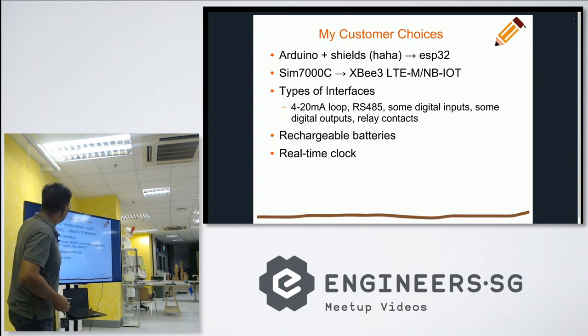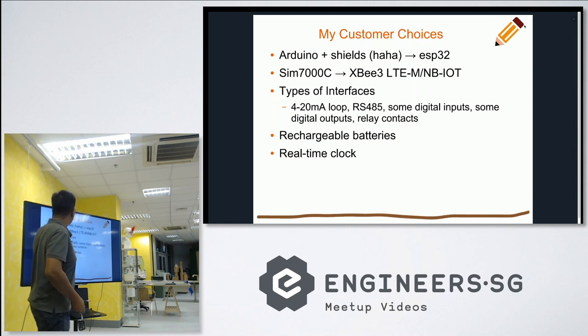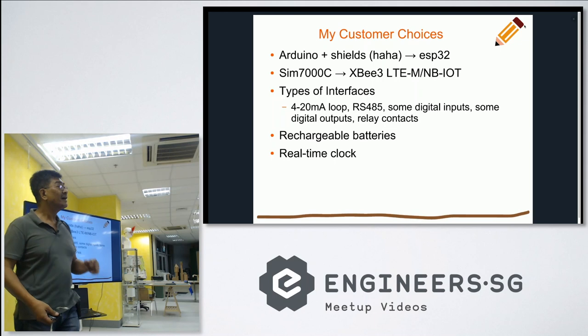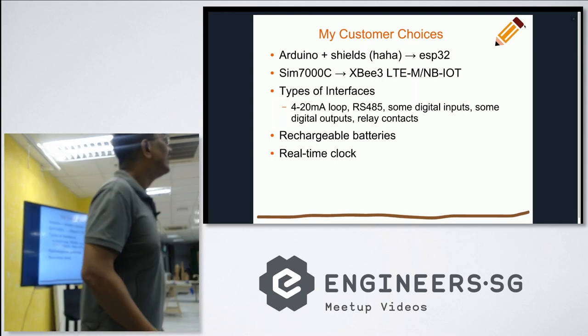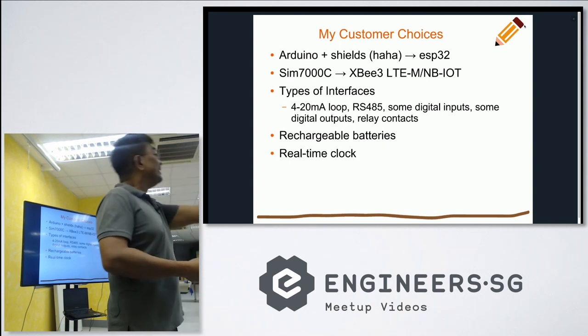The types of interfaces, like I earlier mentioned, he wants the 4-20 input, RS485, some digital inputs, some digital outputs, and one relay contact. Actually, is there a controller you can program inside the XB? I think there is. Yes, there is.